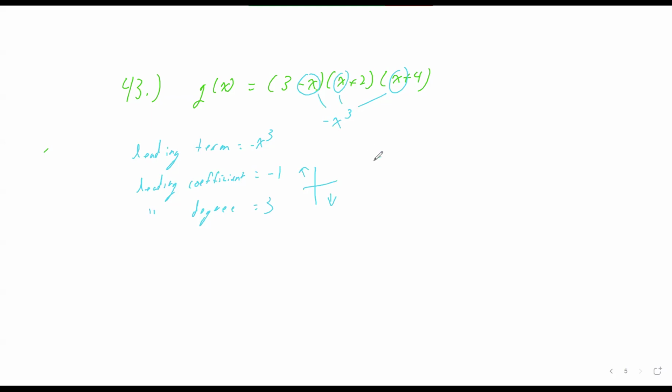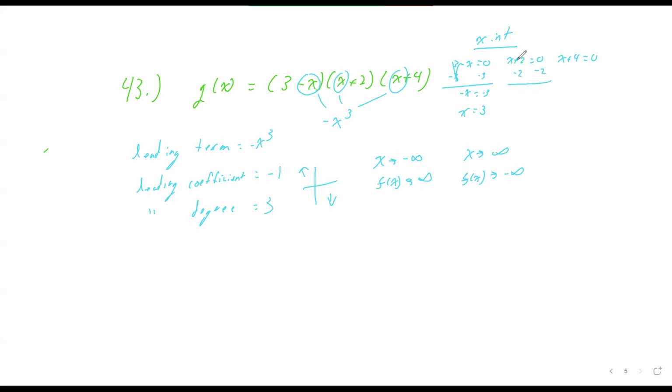So therefore, my end behavior: as x goes to negative infinity, f of x would go up to positive infinity. As x goes towards positive infinity, f of x would go towards negative infinity. And then it wants us to determine x and y intercepts. Well, for x intercepts, we would set all of these equal to 0. So 3 minus x equals 0, x plus 2 equals 0, and x plus 4 equals 0. So this would be subtract 3. So you get negative x equals negative 3. And if negative x equals negative 3, then positive x equals positive 3.